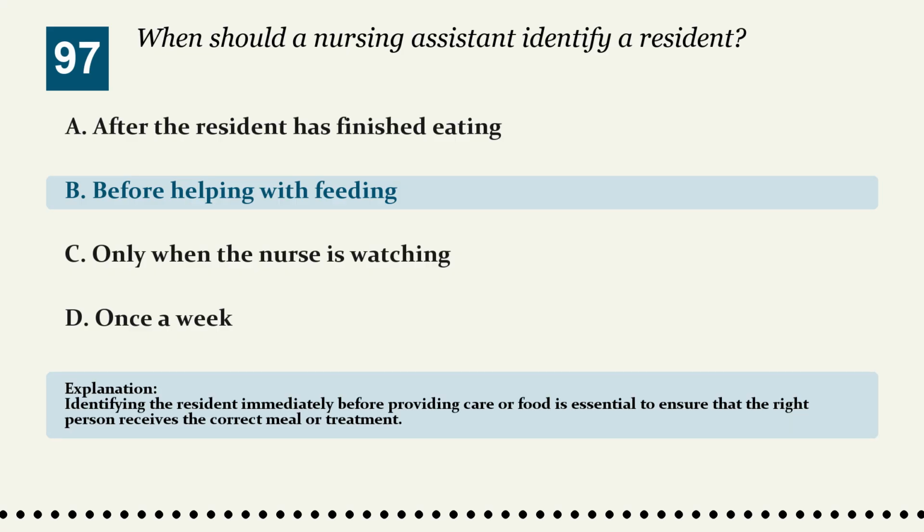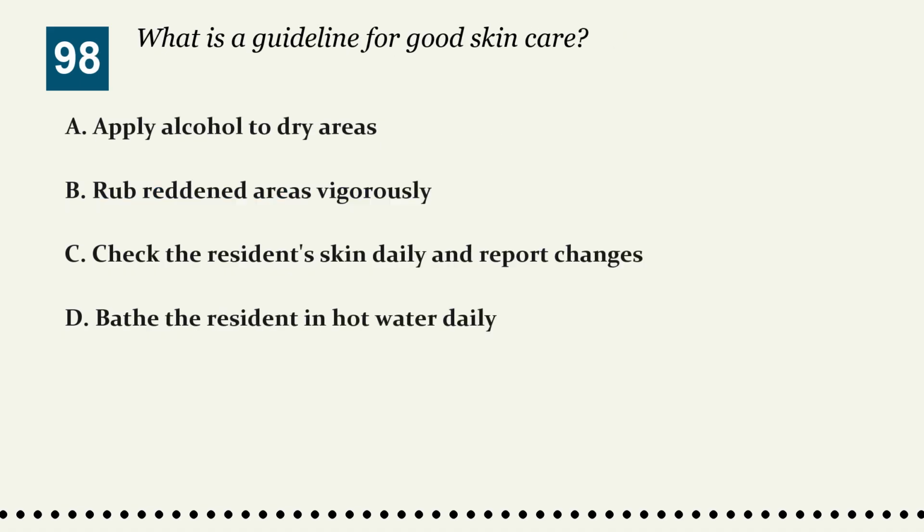Identifying the resident immediately before providing care or food is essential to ensure that the right person receives the correct meal or treatment. Question 98. What is a guideline for good skin care? Option A, apply alcohol to dry areas. Option B, rub reddened areas vigorously. Option C, check the resident's skin daily and report changes. Option D, bathe the resident in hot water daily.